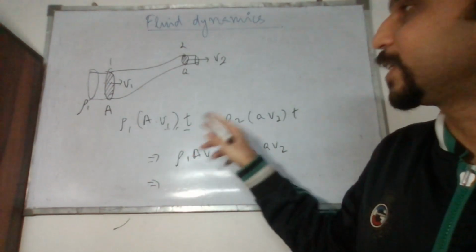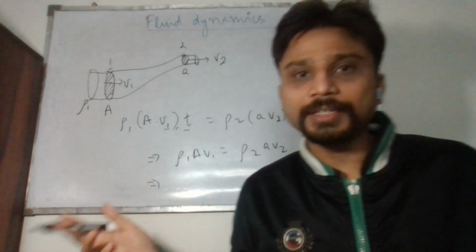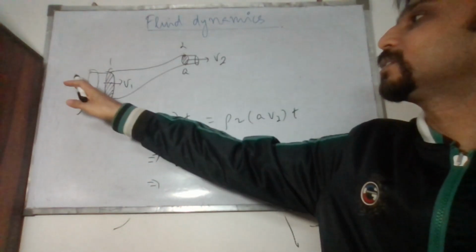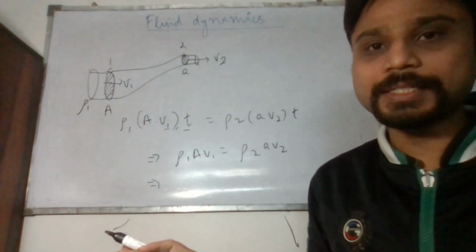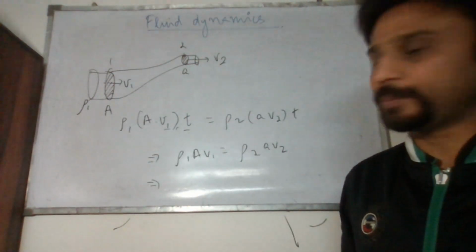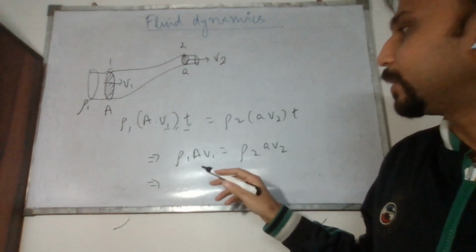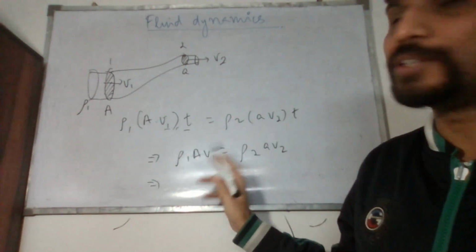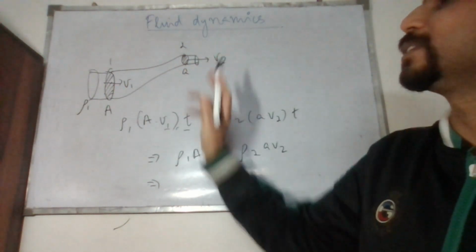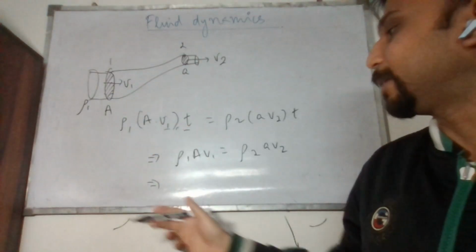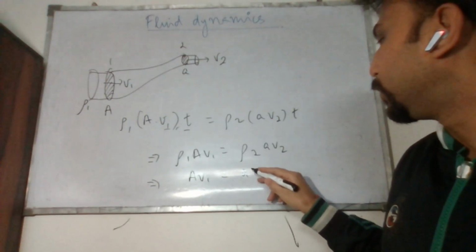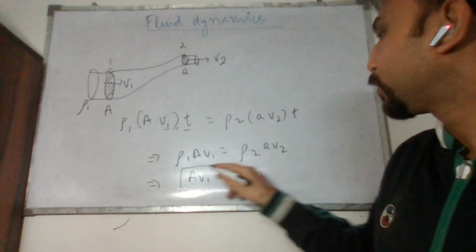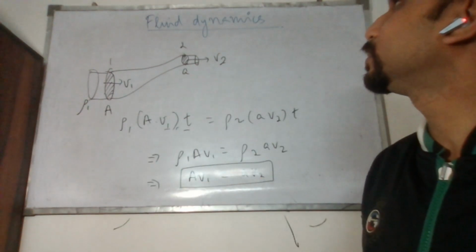This is the case of steady flow. That means that in T time some amount of fluid is entering and the same amount of fluid is exiting this particular section. After that, we'll assume that the density of the fluid entering and leaving this pipe is the same. So the equation becomes A V1 is equal to a V2. This is our equation of continuity.